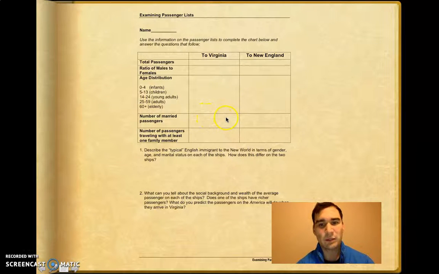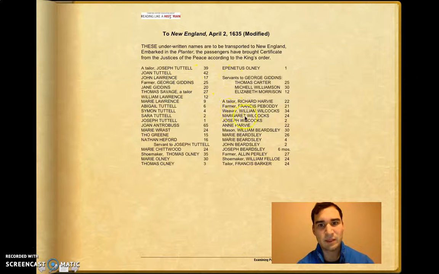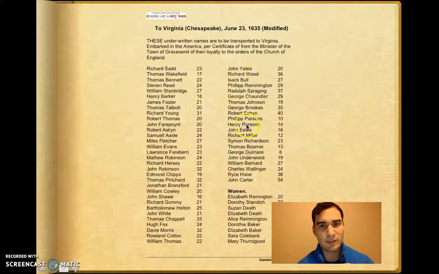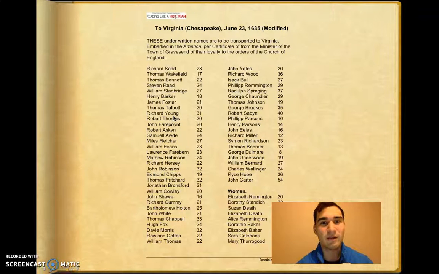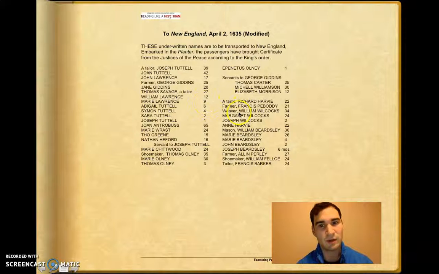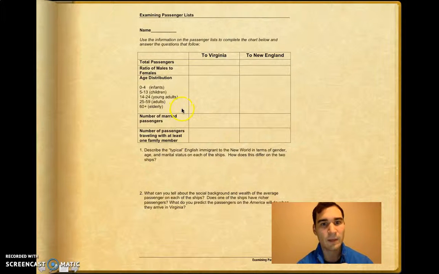The number of married passengers. You can use, if it says married to, then it makes it easy, but you might just have to use their last name. If it's 2 men with the same last name, unfortunately during this time they did not have gay marriage or civil unions, so they're going to be brothers. So try and find people with the same last name. That's going to be the easiest way to tell their marital status. So type up the number of married passengers for each list. Remember, if it's both of the same gender, at this time they would not have been married.